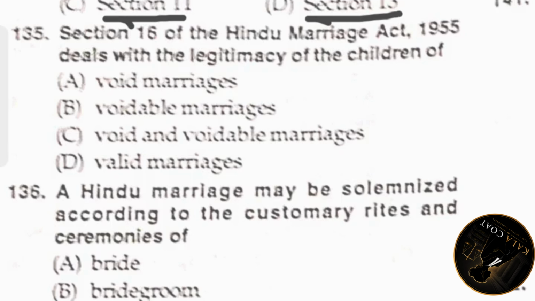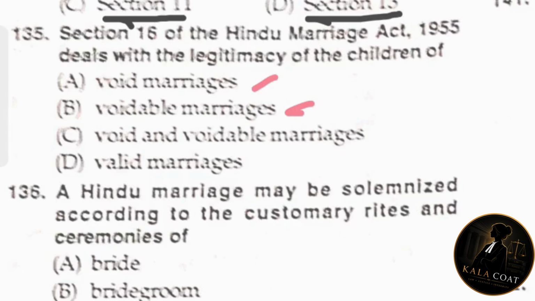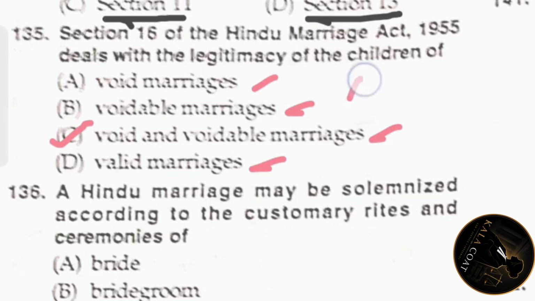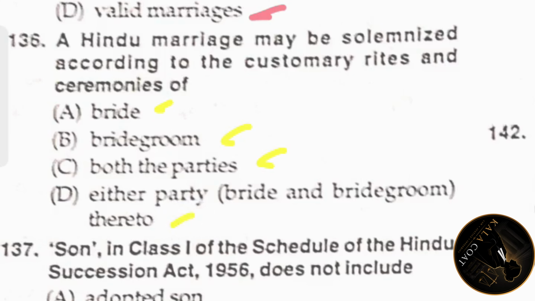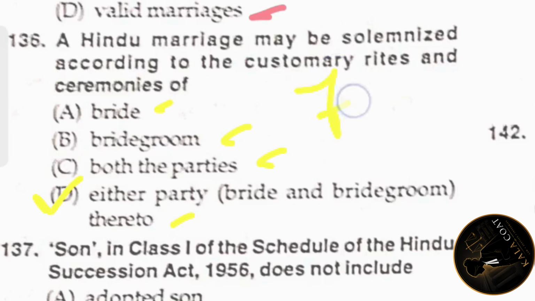Question number 135. Section 16 of the Hindu Marriage Act deals with the legitimacy of the children of void marriages, voidable marriages, void and voidable marriages or valid marriages. Correct answer is void and voidable marriages. Option C is the right answer. And it says that the children born out of void or voidable marriages are legitimate children. Question number 136. A Hindu marriage may be solemnized according to the customary rites and ceremonies of bride, bridegroom, both the parties, or either party thereto. Correct answer is either party thereto. Option D is the right answer, and it is provided under Section 7 of the Hindu Marriage Act.